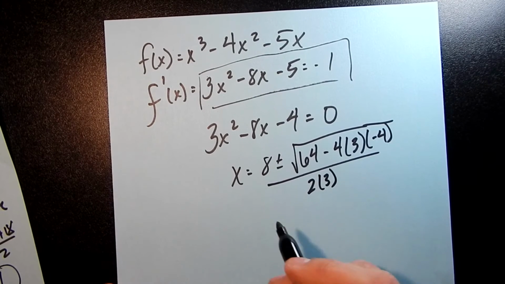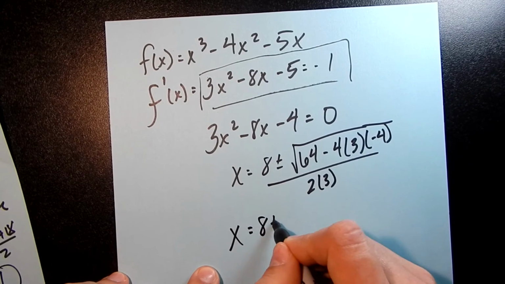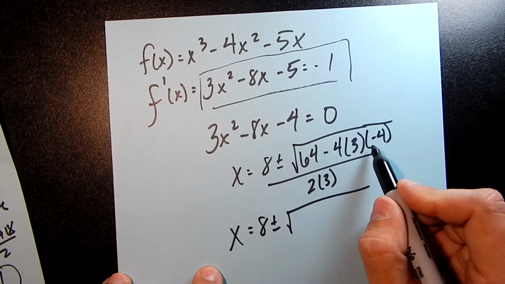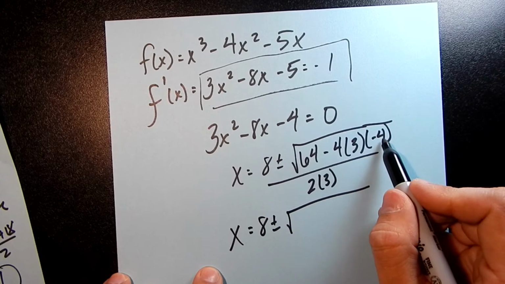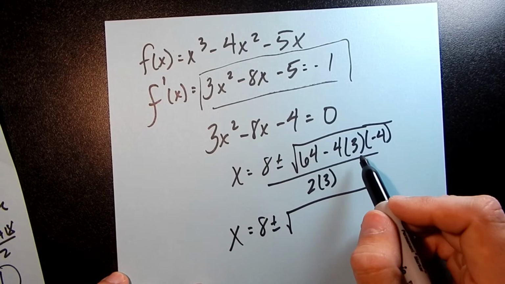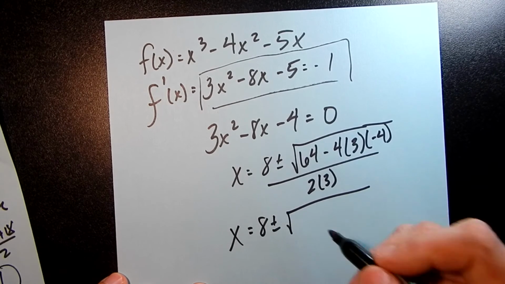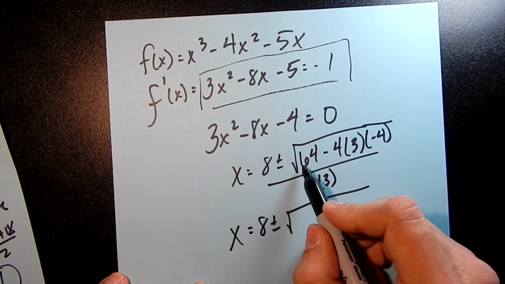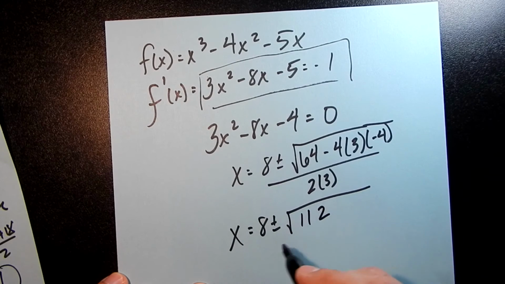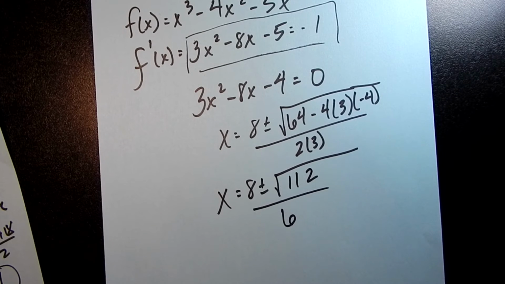Okay, so now we just have to do some cleaning up. So x is equal to 8 plus or minus the square root of, 4 times 3 times negative 4. What is that? 16 times 3, that's 48. So negative 48. So 64 plus 48. Oh, geez. 64 plus 48. So 60 plus 40 is 100. 4 plus 8, so 112. Over 6. So far, so good. I think we're on the right track.